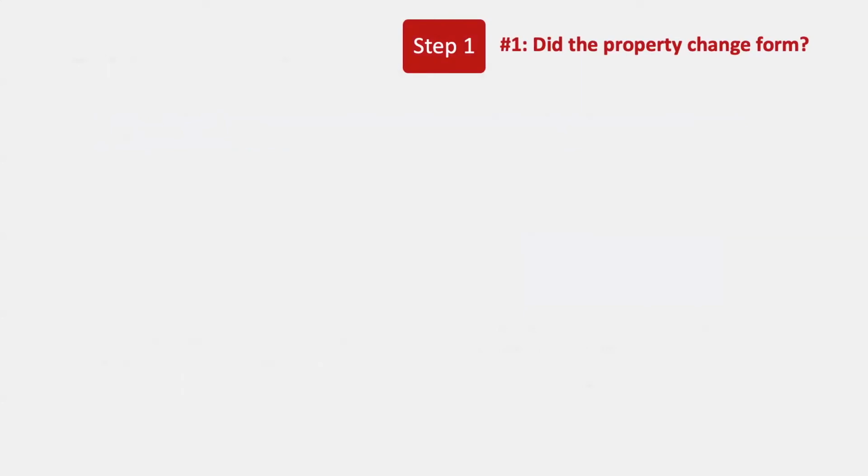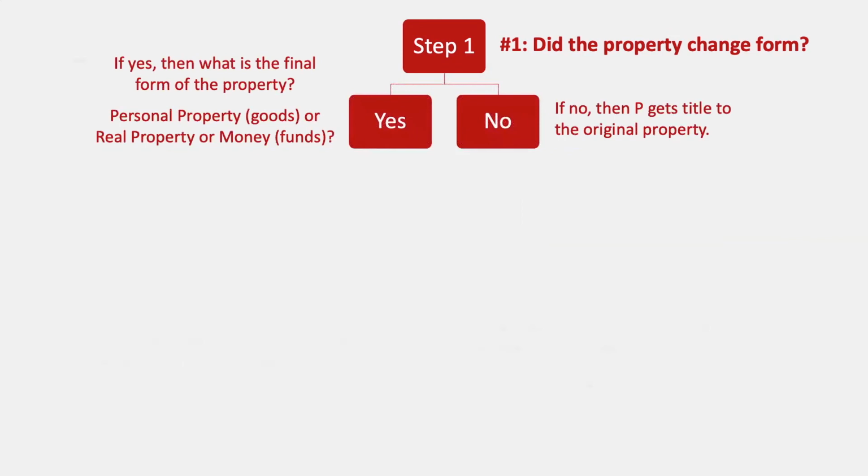Well, step number one, in the fact pattern, you look: did the property change form? Yes or no. If the answer is yes, well, then what is the final form of the property? Is it personal property? Is it real property? Is it money? Like, what is it? If not, then the plaintiff gets title to the original property. It's like the house equals the house. There's no tracing necessary. The analysis stops.